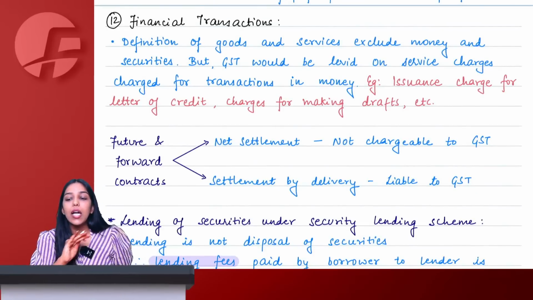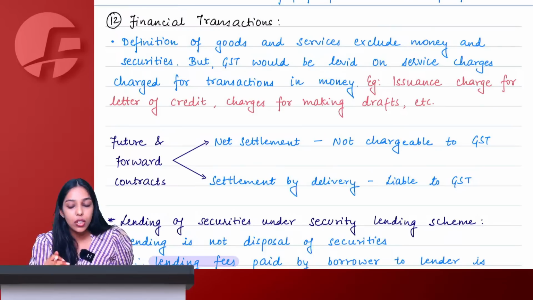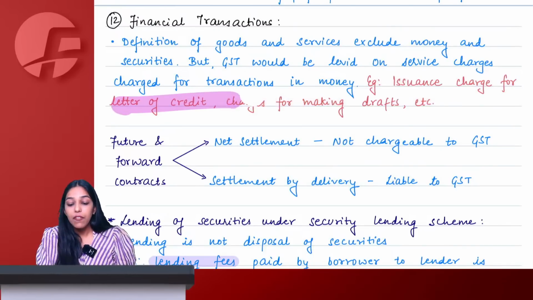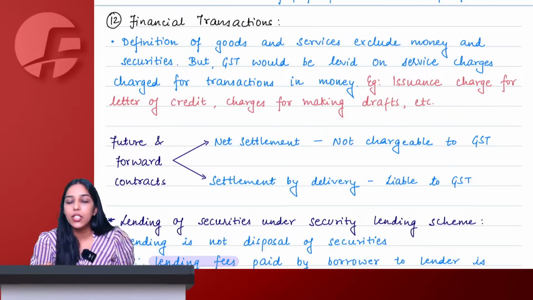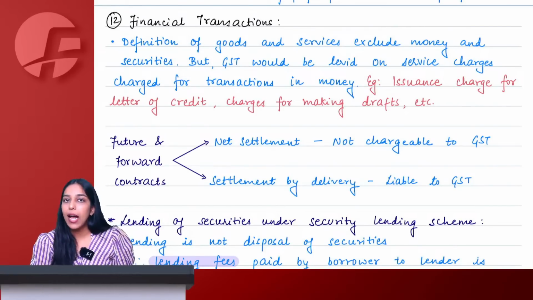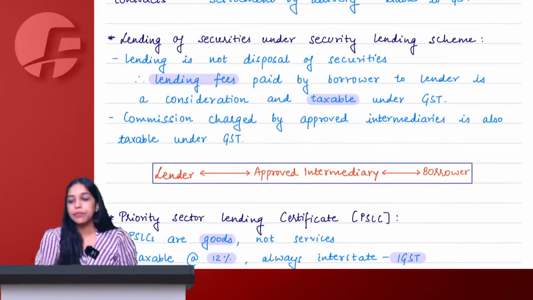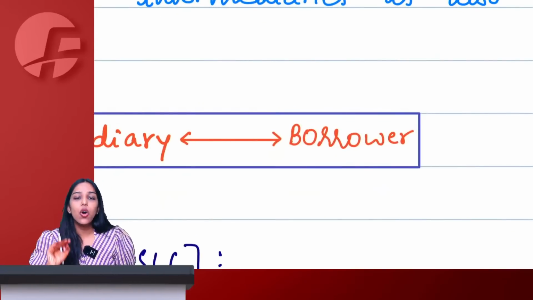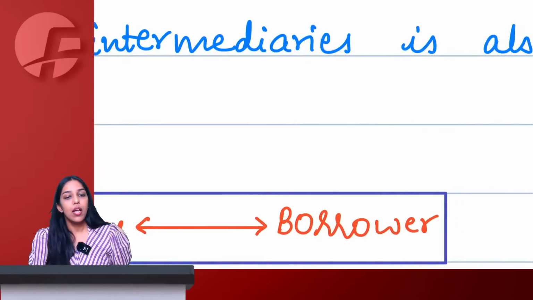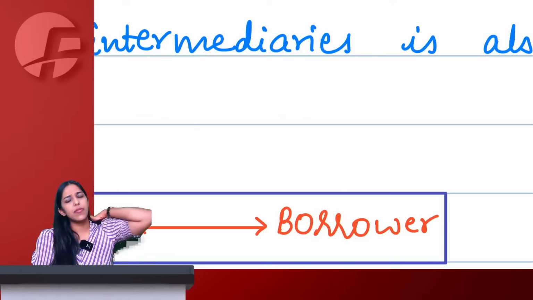Money and security are not services, not goods, but issuance charges or bank charges, draft charges, facilitating transactions in money or security, using money or security for a consideration, it will all be considered as service, right? Do you know what is the security lending scheme? Of course, ma'am, we know what is the security lending scheme. Being CMA students, of course, it is very simple.